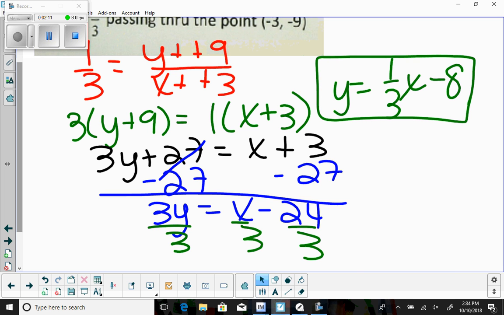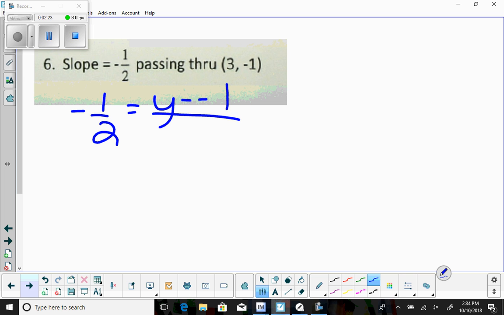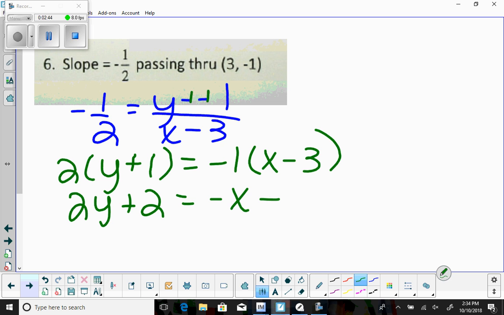Okay, so number 1 was a whole number. Number 3 had a fractional slope. And I think I jumped to number 6, which has a negative fractional slope. And I wanted to do that one because I really wanted to emphasize here that that negative is either on the top or the bottom. Don't put it on both. The problem is right in the middle, but you can only put it on one or the other. So I always put my negative on the top. So when I distribute, that's going to give me 2y plus 2 and negative x plus 3.